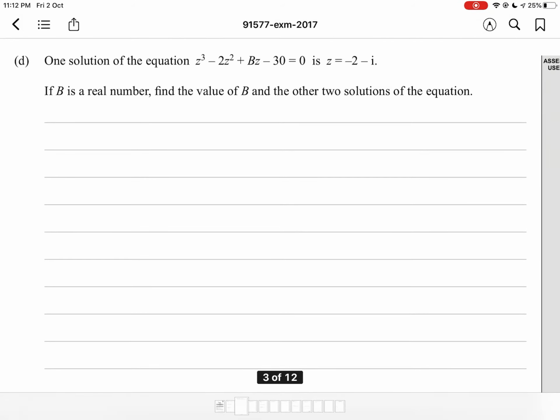One solution of the equation z cubed minus 2z squared plus bz minus 30 equals 0 is negative 2 minus i. If b is a real number, find the value of b and the other two solutions of the equation.